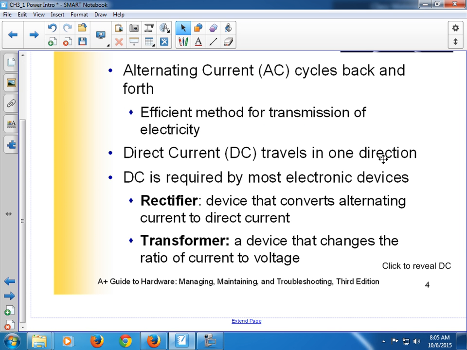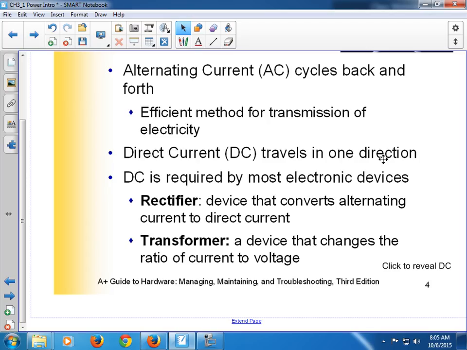Okay. So a rectifier changes AC to DC, and a transformer changes the voltage from one voltage to another voltage. Okay. So this is one of those things that we plug into a wall to plug into our electronic device. Is it a transformer or a rectifier? It's a trick question because it's both. Okay? This works as a transformer and a rectifier.